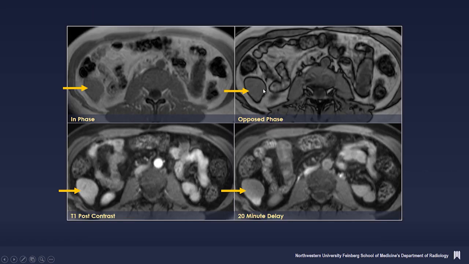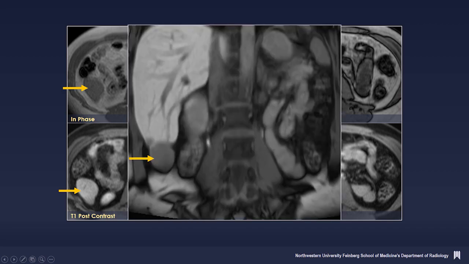In phase, opposed phase, so unlike the other example, it's not dropping. In this particular case, we did measurements. It didn't drop on the opposed phase, but more importantly, what do we see? On the 20-minute delay, we could see the lack of uptake, and that's classic in this particular case for an adenoma. The patient had the right demographics as well.